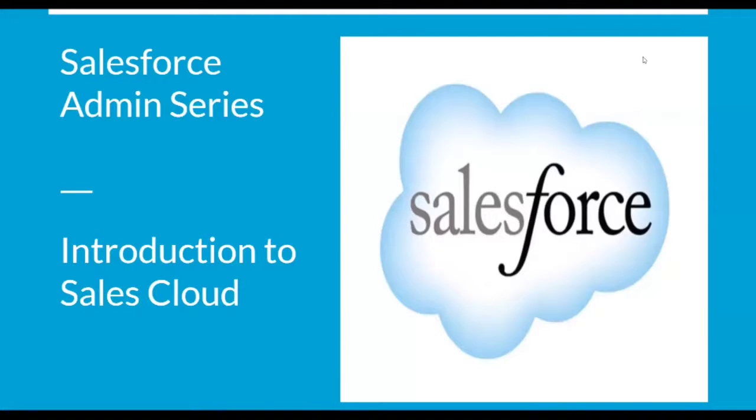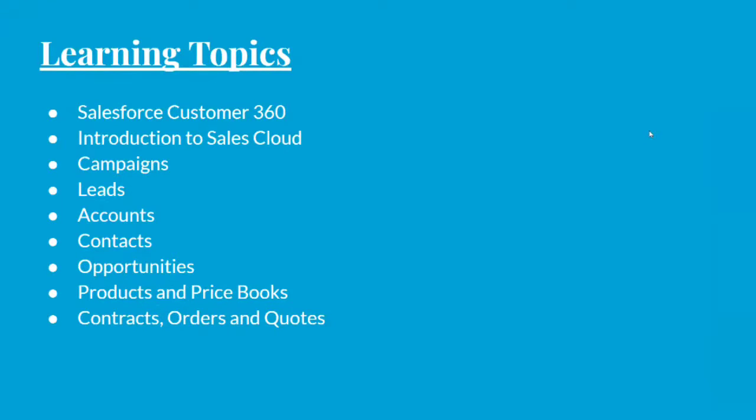Today we are going to discuss Introduction to Sales Cloud. So let's see what we are going to cover in this video. First we will see about Salesforce Customer 360. Then we will have a quick introduction to Sales Cloud. Then we will see the different standard objects provided under the Sales Cloud. Some of them are campaigns, leads, accounts, contacts, opportunities, products and price books. And then at the end are contracts, orders and quotes.